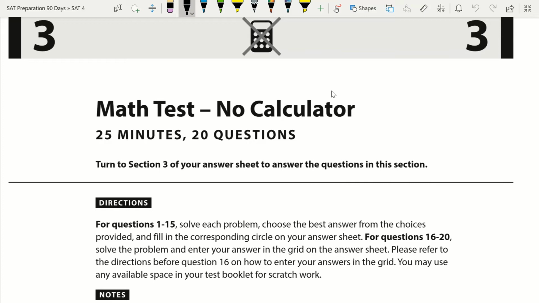At Test Prep. Today's day 49 in our 90-day SAT Prep series. Today we're going to be spending about half an hour with the Math No Calculator section, and then anywhere from 20 to 30 minutes with the SAT Reading section.